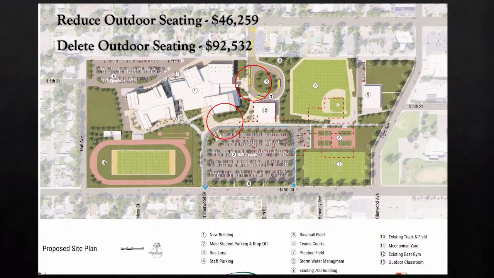Well, this one will be really hard. Agreed. These are tougher to get back. They'll be more expensive later because you'll have landscaping in the middle of it, but you could do that.